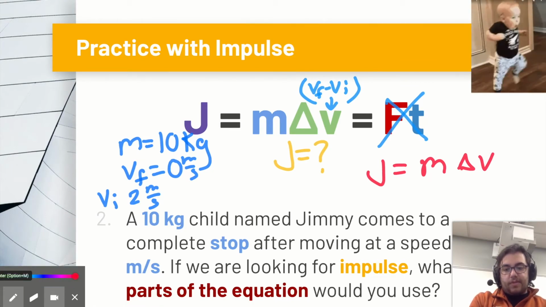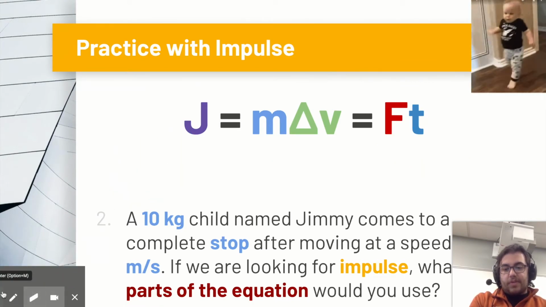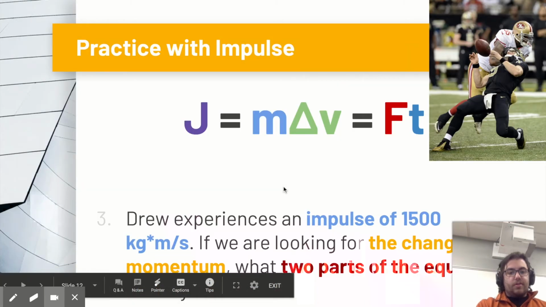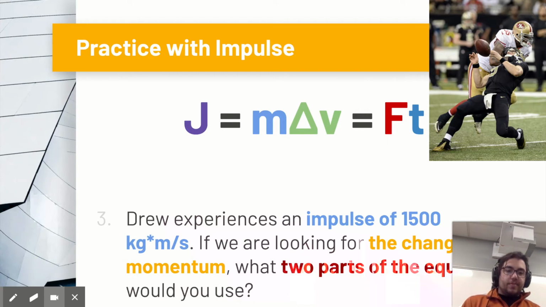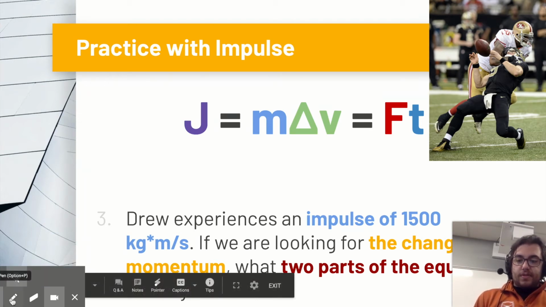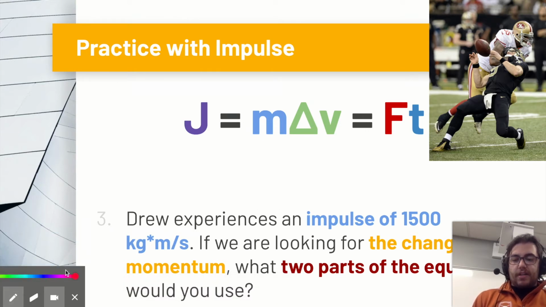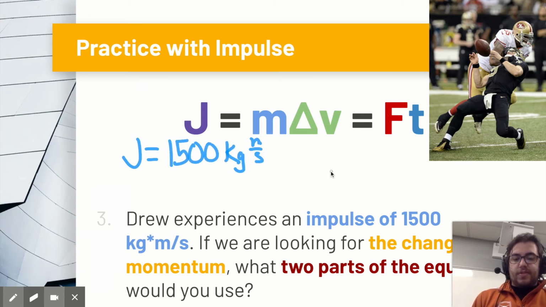So now we're going to try another one that might be a little bit weirder. Drew experiences an impulse of 1,500 kilograms times meters per second. If we are looking for the change in momentum, what two parts of the equation would you use? So there is no direct change in momentum, right? We don't know directly what that means, but we are given the impulse. So let's first write that out, right? J is equal to 1,500 kilograms times meters per second.